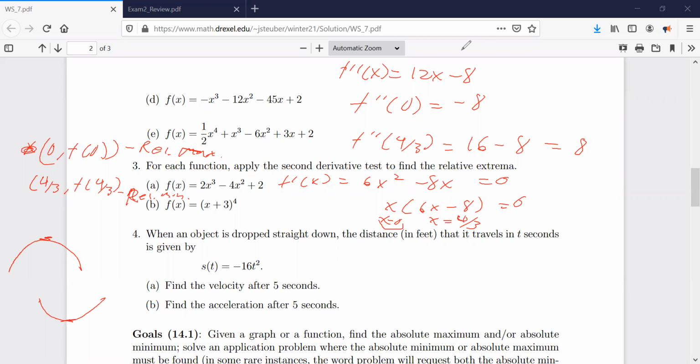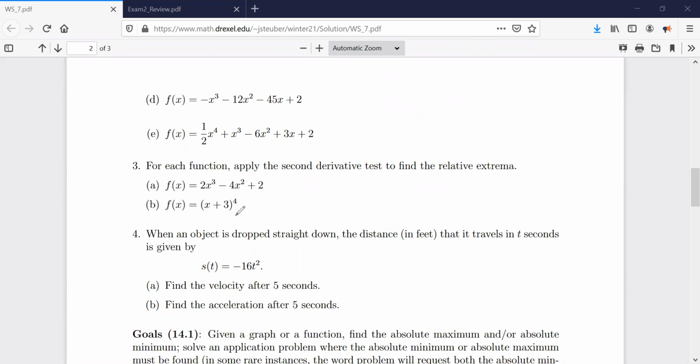Cool. So the same basic idea here. The first derivative, f prime of x, is going to be equal to 4 times (x plus 3) cubed. And now I have to see, okay, what is this? That tells me that x is equal to -3 is my only point. That happens 3 times over.